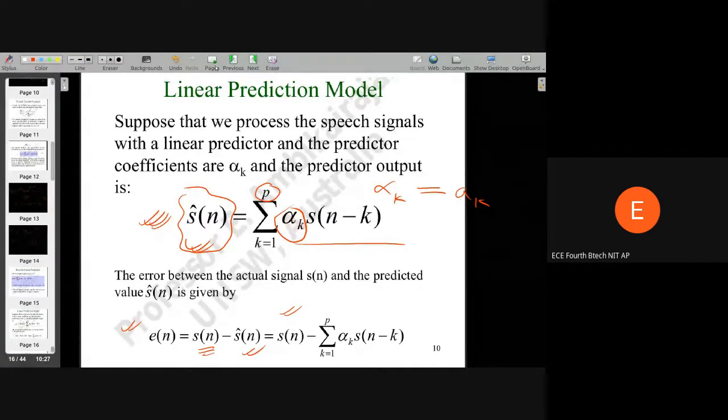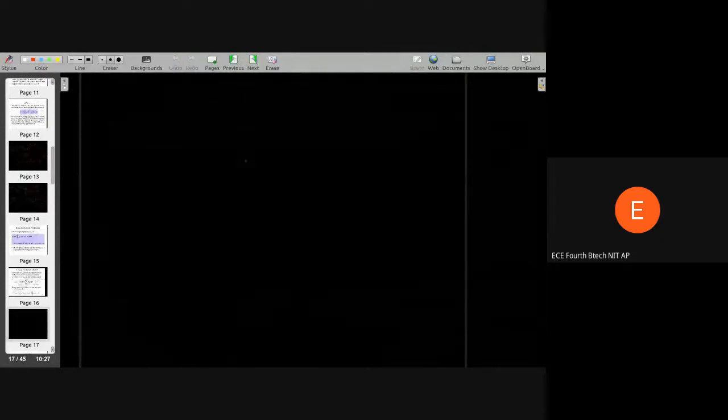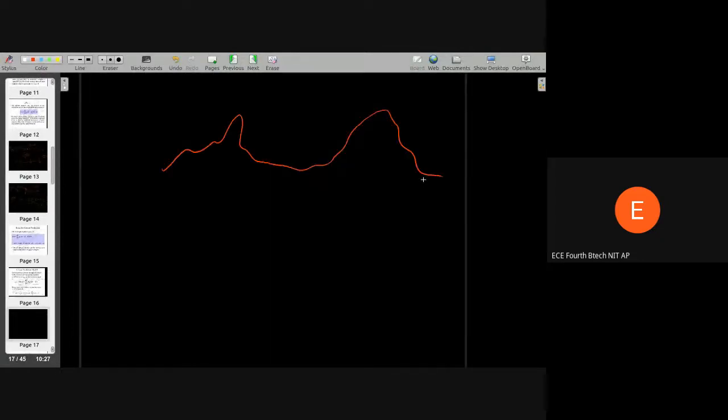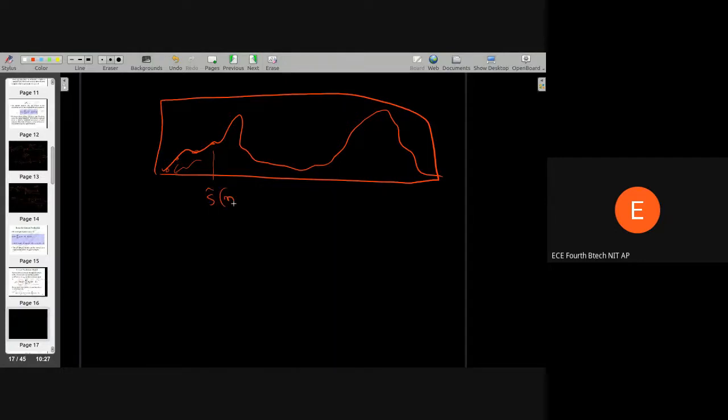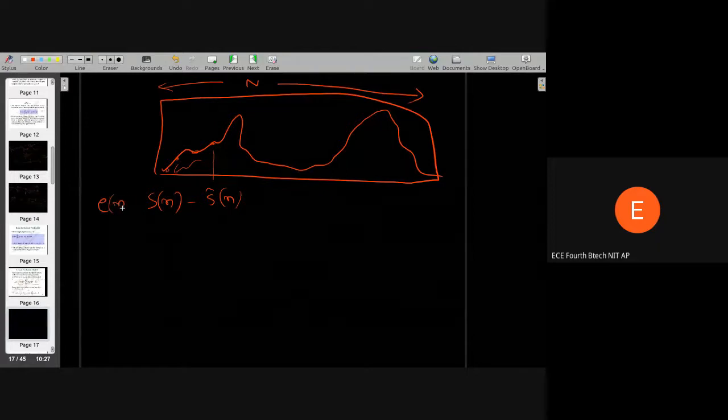We have this signal and we already know the true value. We took a frame of the speech signal, and we already know each and every value in it. But we are saying that each value is a weighted sum of these previous values, and we call the predicted value s hat n. Let's say the frame has N samples. So your error is this, and we want to minimize this.